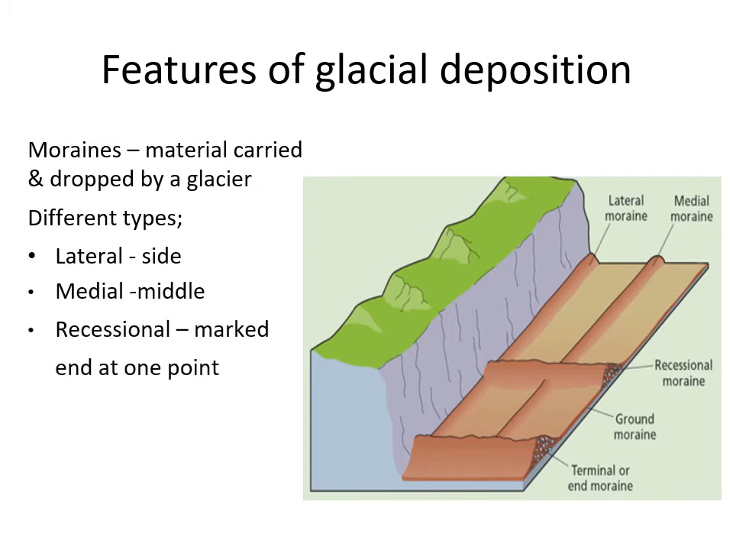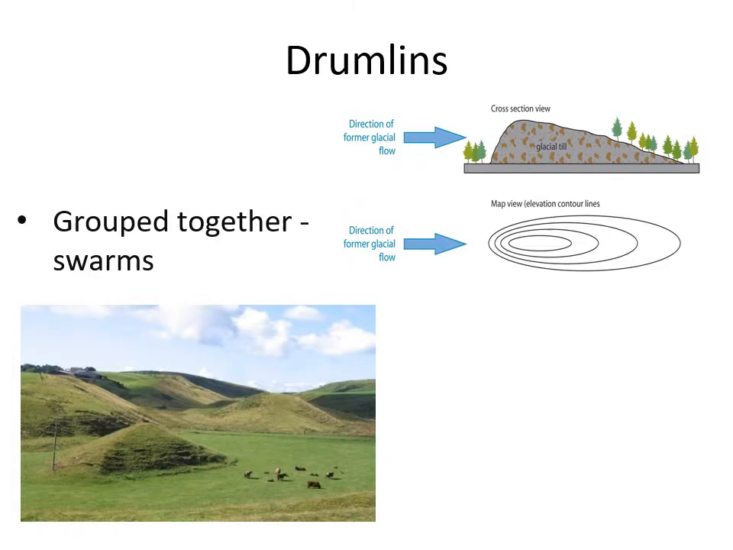A temporary point that marks maybe the end or the advancing point of a glacier is known as a recessional moraine, and a terminal moraine marks the farthest point that a glacier has reached. So that's just, again, something to do with the material that's dropped by the glacier.